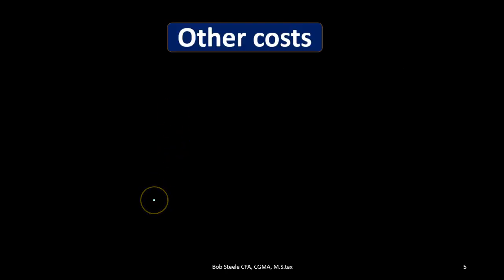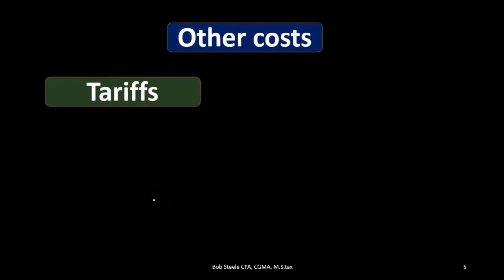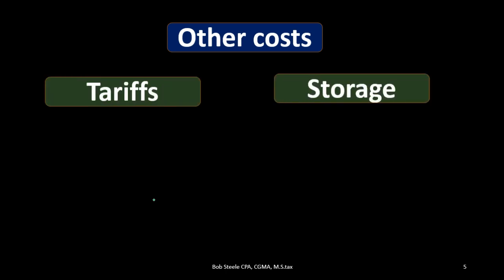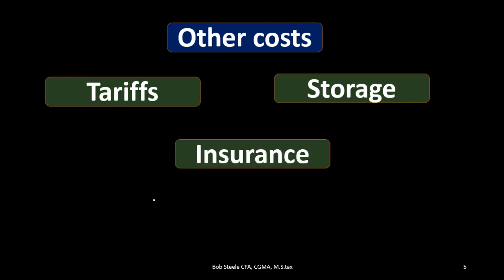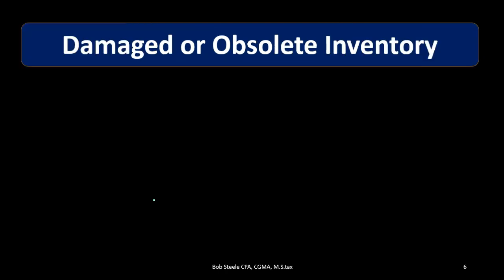Some other costs that we need to consider would be tariffs. If we have tariffs, we're going to consider those in terms of the cost of inventory if it's related to our inventory purchase. Storage, also something that's going to help us to get the inventory ready for the point of sale, and therefore a cost of the inventory. Insurance on the inventory, again, something that's necessary for us to get that inventory and get it ready for sale. Therefore, it is a cost of the inventory.